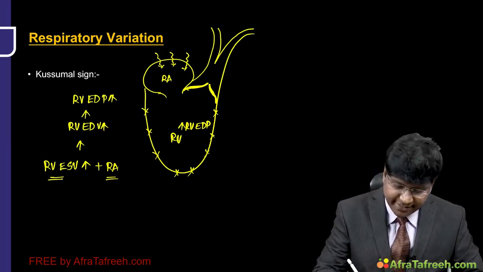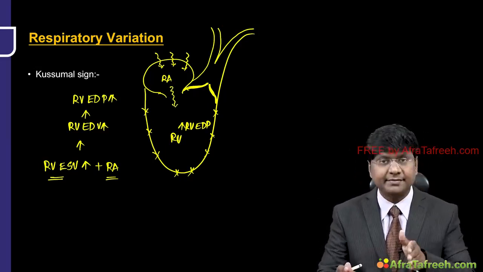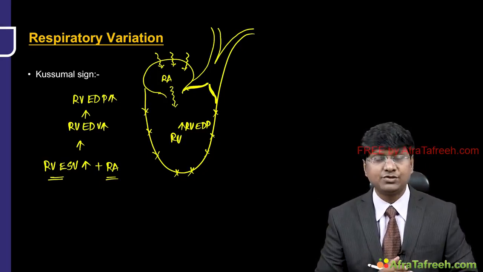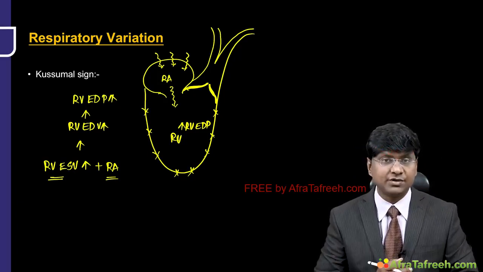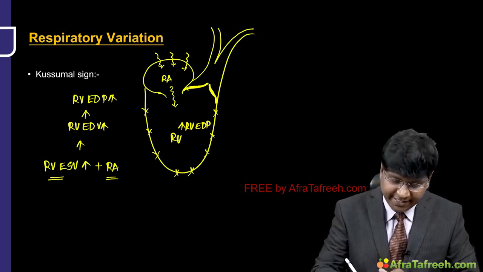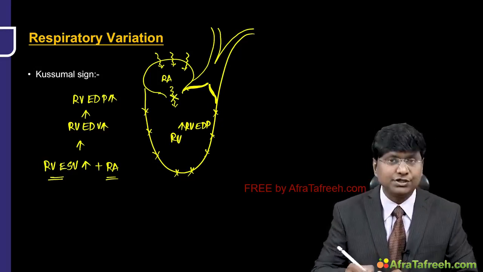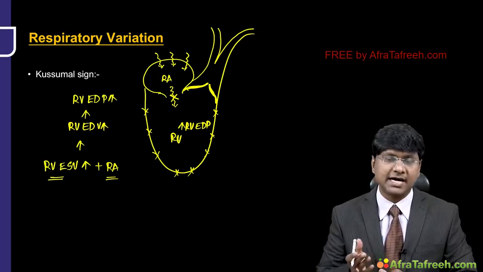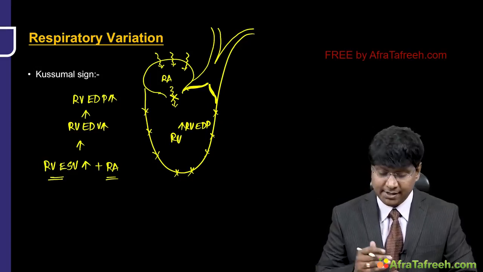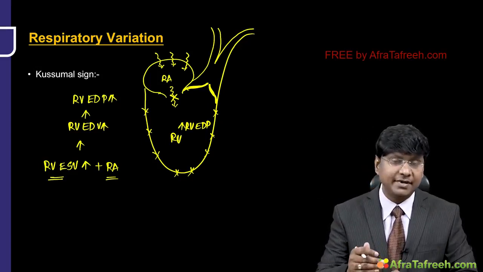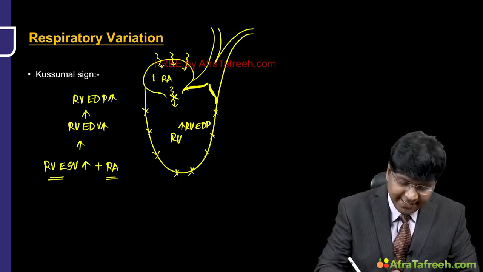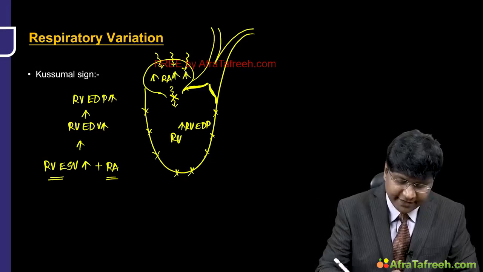Now this entire blood which has reached the right atrium has to come to the right ventricle. But how is your RV end diastolic pressure? It is elevated. So when your RV end diastolic pressure is elevated, your right atrium is not in a position to send the blood adequately into the right ventricle. Once the right atrium cannot send the blood to the right ventricle, right atrial pressure is also elevated.